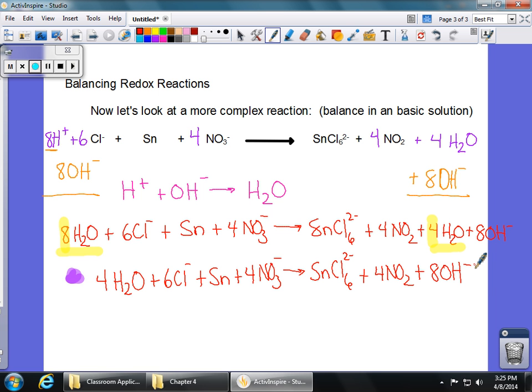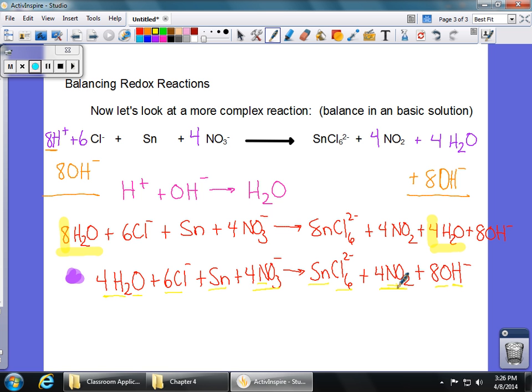At this point, we should be balanced for both atoms and charge, but we should check. So we have 8 hydrogens, we have 8 hydrogens. We have 4 oxygens at this point, plus another 4 times 3 is 12 oxygens, so that's a total of 16 oxygens. Here we have 8 oxygens and 8 more oxygens, so that's a total of 16. We're good. We still have 6 chloride ions and 6 chloride ions, 1 tin, 4 nitrogens, and 4 nitrogens. So we are still balanced, in this case, for our atoms.